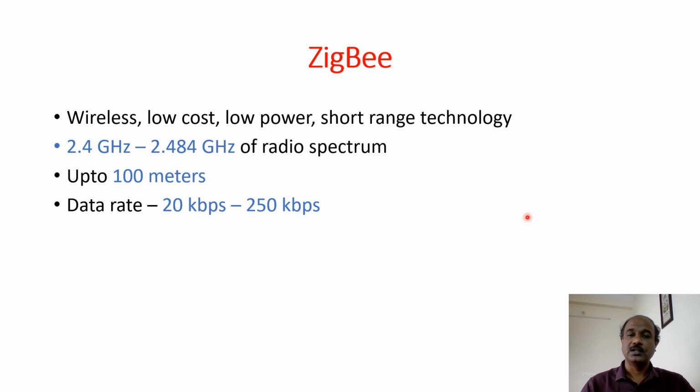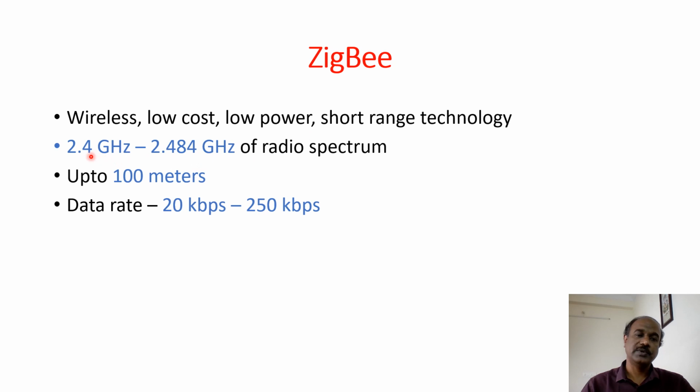And another type of external communication interface which can be used in an embedded system is ZigBee. This ZigBee is also a wireless, low cost and low power communication technology which is suitable for short range only. So ZigBee is a low power, low cost, short range communication technology which can be used in an embedded system.